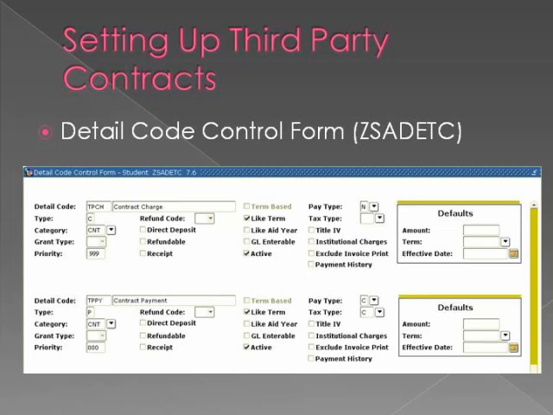This is just an example of the detail codes, and I've used what SunGard delivers as part of their seed data, which is TPCH, which is your contract charge, and then TPPY, which is your contract payment. If you'll notice, your charge is a charge type with a category of CNT, and then I've set the priority at 999. We also have the payment type detail code with a priority set at all zeros.